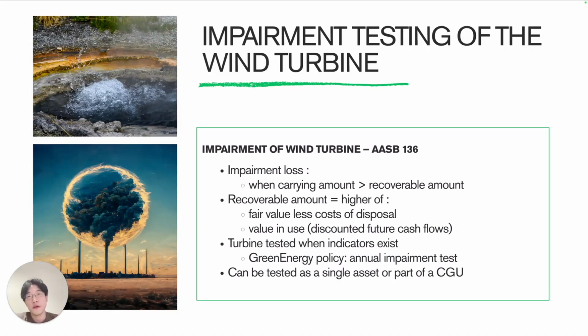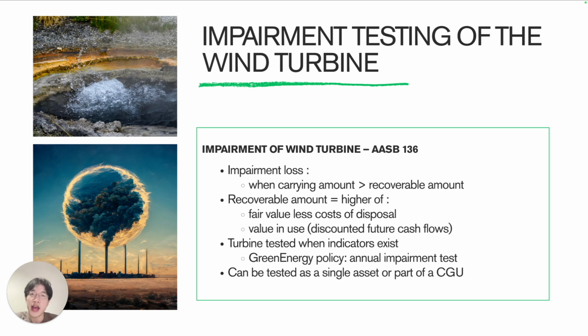Hello, it's Jiahang. In this section, I will explain how Green Energy Company should conduct impairment testing for its wind turbine under AASB 136. An asset is impaired when its carrying amount is higher than the recoverable amount. The recoverable amount is the higher of the fair value less cost of disposal and the value in use. Fair value less cost of disposal reflects the amount the company could obtain from selling the turbine, and the value in use is the discounted value of the future cash flows generated by the turbine.